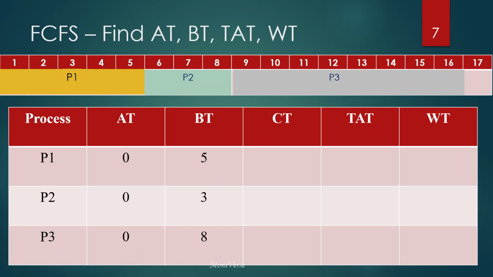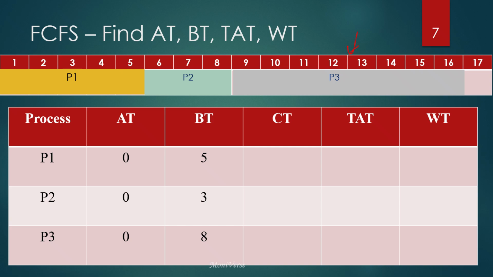Hope you all have understood the FCFS. Now it's time to calculate the completion time, turnaround time, and waiting time of each process. While executing the processes, we have completed the Gantt chart. The Gantt chart is nothing but this chart, where the timely execution of each process is specified.